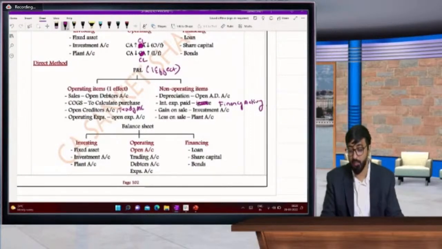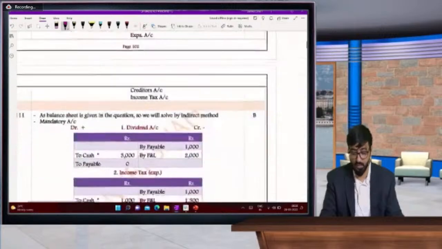Gain on sale is an investment account, and loss on sale is a plant account. Balance sheet items, open these accounts. For operating items, also open the trading account, debtors account, expense account, and for financing, loan, share capital, and bonds. These accounts have to be opened.